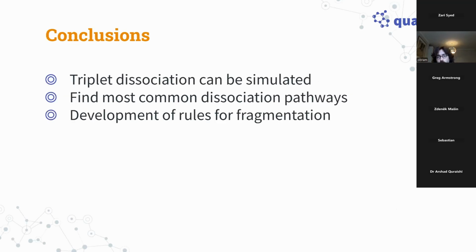So using this AIMCE MC simulation, we can show triplet dissociation, which hasn't really been able to be done before. We can show what the most common dissociation pathways are, and we're beginning to develop these rules for fragmentation.